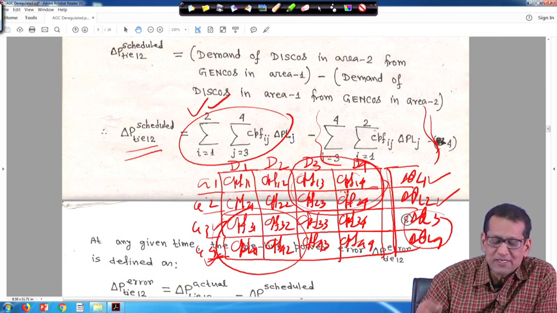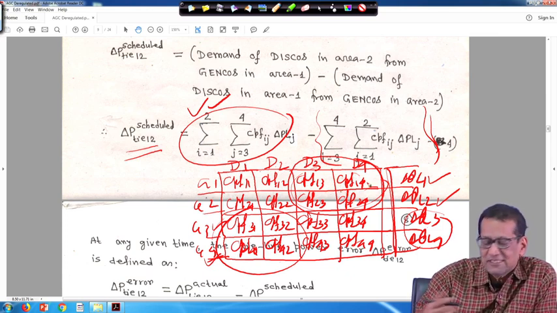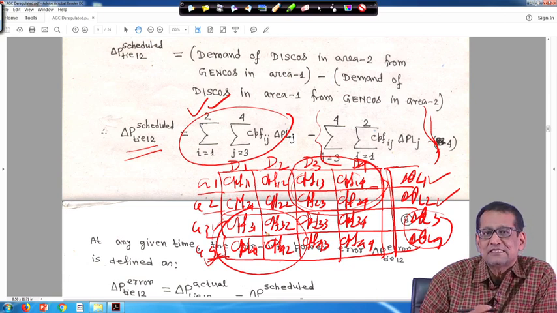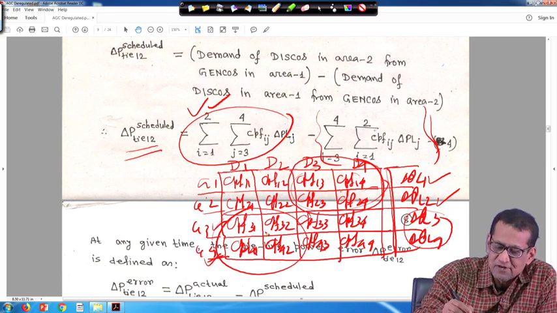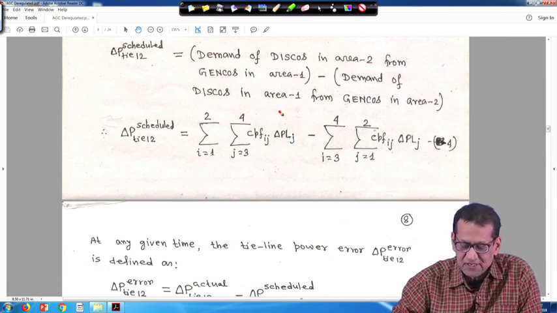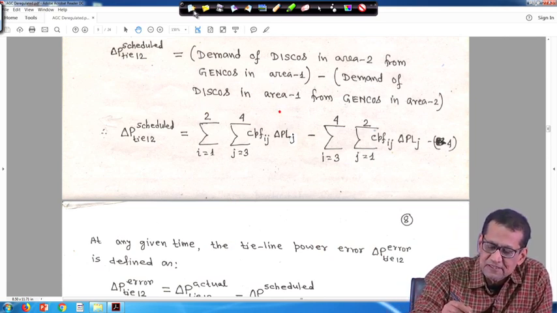This is actually drawing power. This block is from 1 to 2, and with the minus sign because of direction, it is 2 to 1. So, this way you can easily make it. So, I am clearing this one.